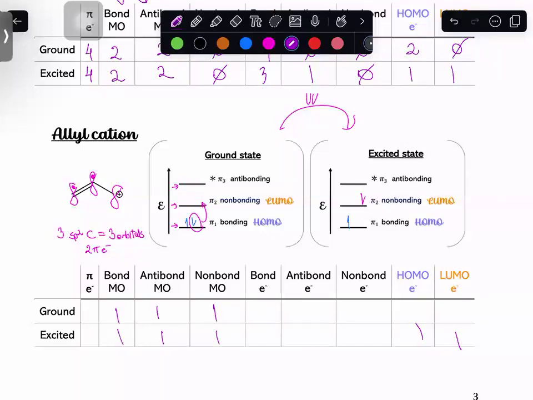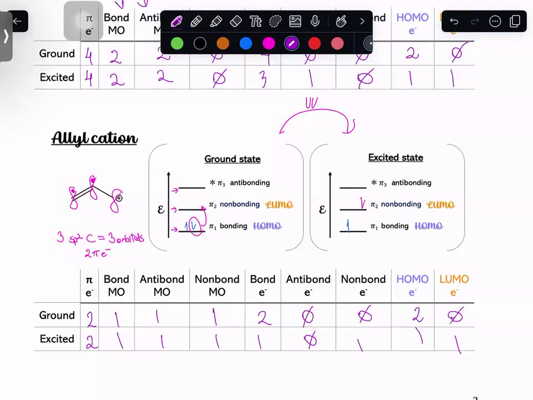Same goes for bonding. How many electrons do you see overall? 2. How many antibonding electrons in the ground state do you see? What about the excited state? 0 as well. How many non-bonding electrons in the ground state? How many bonding electrons in the excited state? 1, and then this is the rest: 2 and 0. Okay, questions on the theory? Make sense?